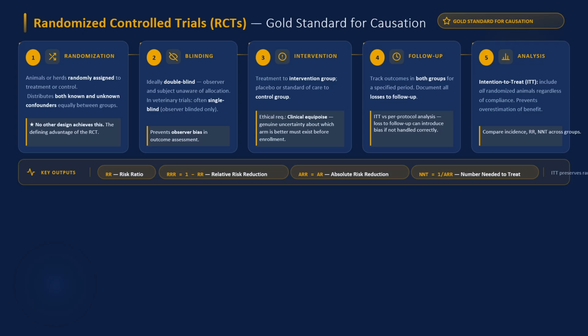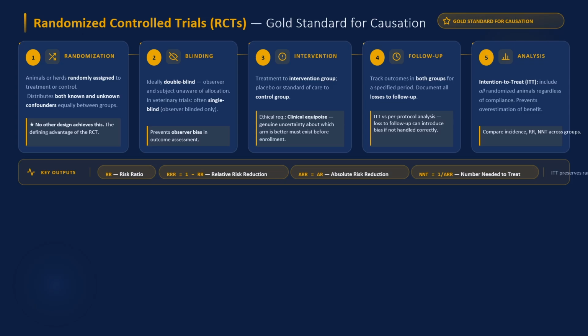Third, the intervention itself, treatment to one arm, placebo or standard of care to the other. Fourth, follow-up. Track outcomes in both groups for a specified period and document every loss to follow-up. Fifth, analysis. Intention to treat means you analyze every randomized animal in its assigned group regardless of compliance. It preserves the integrity of randomization and prevents overestimating the benefit. Per protocol analysis can be informative, but it can also reintroduce bias.